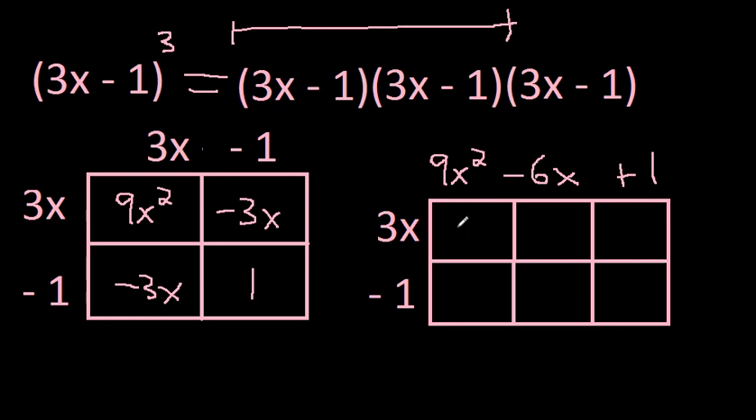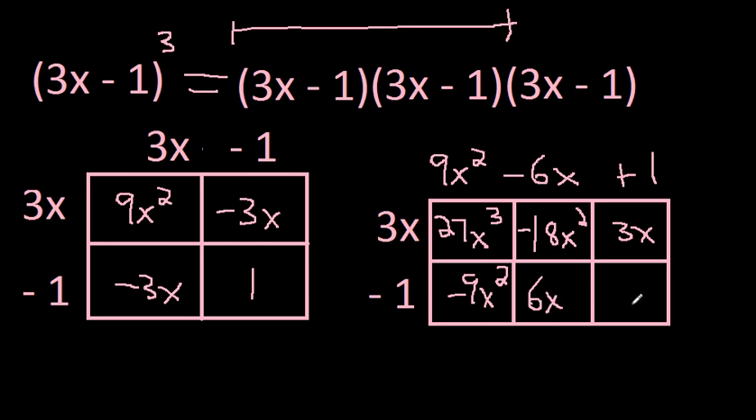So 9x squared times 3x is 27x cubed. 3x times negative 6x, well, it's a negative times a positive, so that's negative, and then it's 6 times 3, it's 18. x times x is x squared. And then 3x times 1 is just 3x. 9x squared times negative 1 is negative 9x squared. Negative 1 times negative 6x is 6x. And then negative 1 times 1 is going to be negative 1.